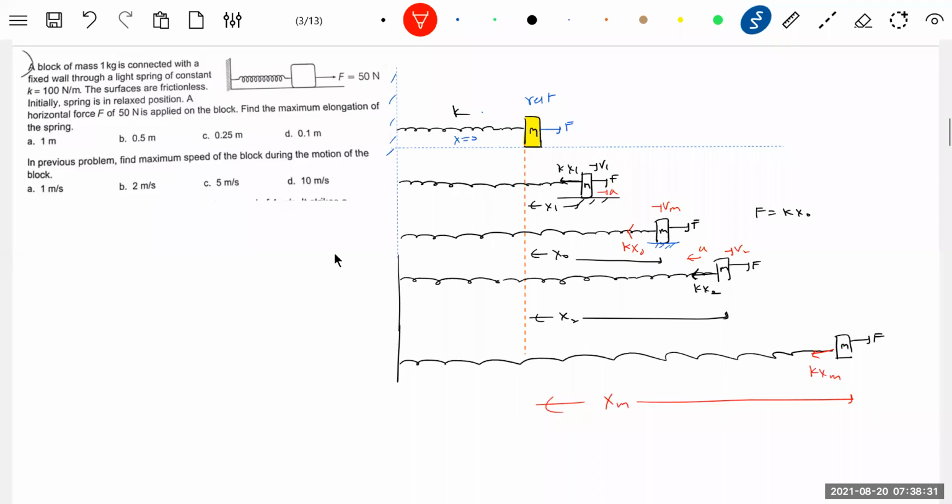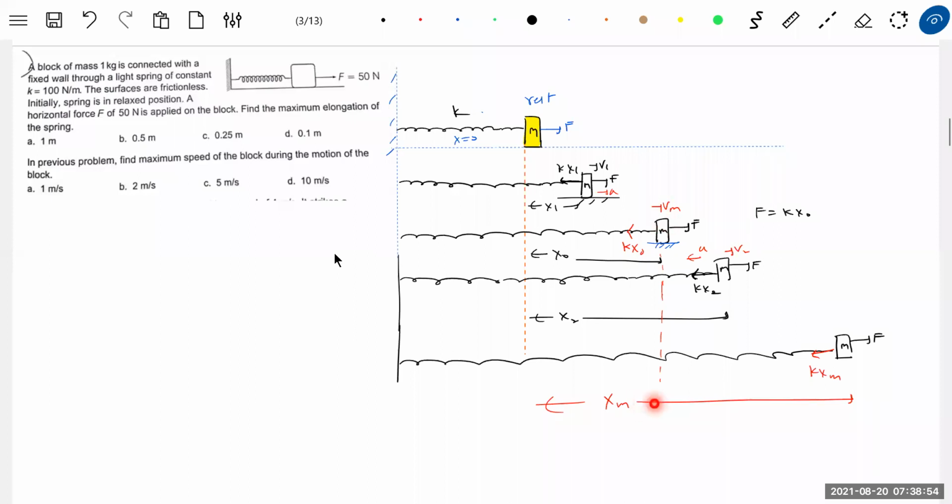So where is the maximum speed? Maximum speed is at equilibrium. What do you mean by equilibrium? Mean position, where net force should be 0. So F equals kx naught. This is the mean position. When you apply an external force, this will become the mean position. Now maximum elongation is asking to get this one, and maximum speed is asking to get this one.